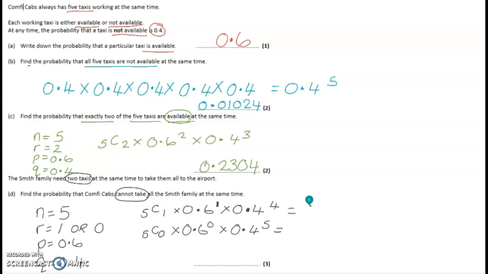The first one is 0.0768. And the second one is 0.01024. I add those probabilities together to work out the total answer for this question. And that gives me 0.08704. That is a really difficult question.